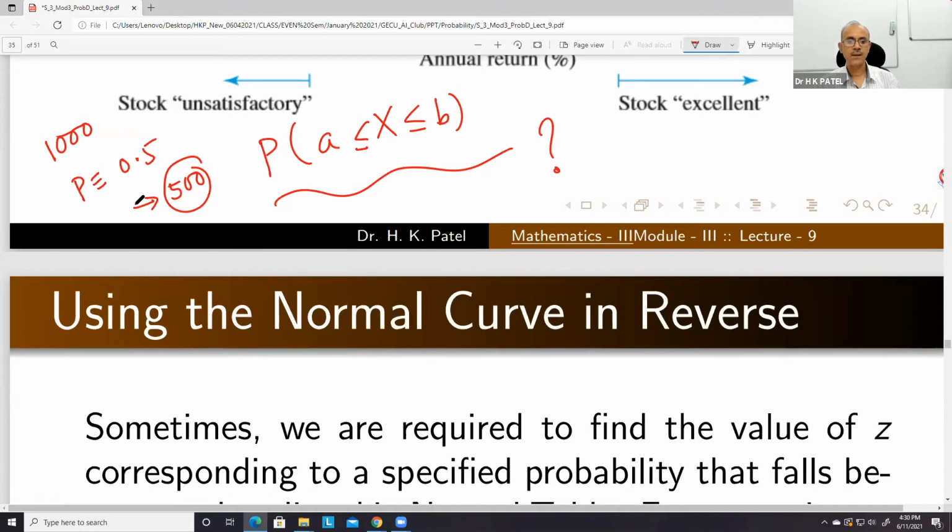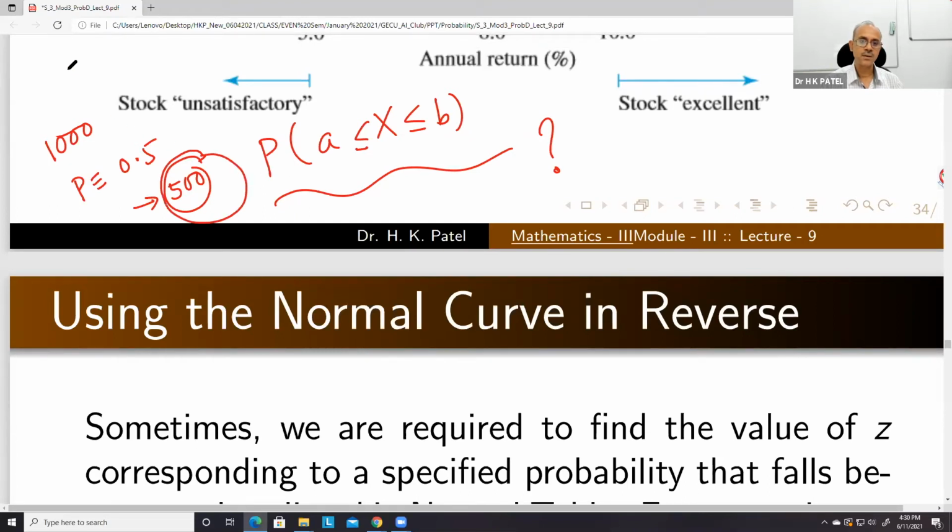This is the first case. Now the second, just reverse it. Reverse it means this number is given to us, that is, we have to pass this number of students.